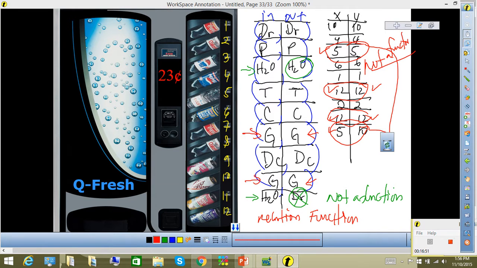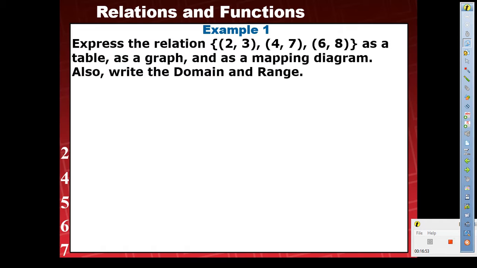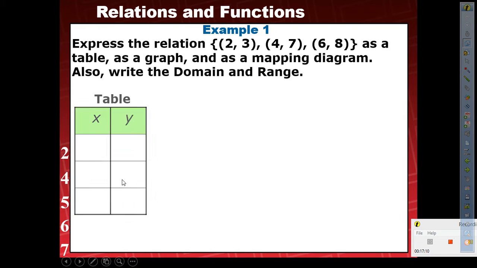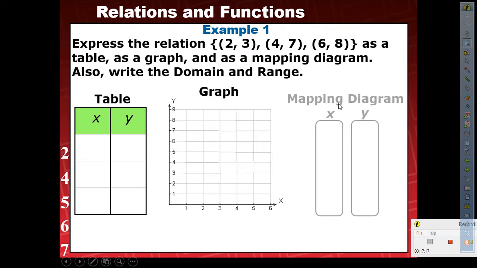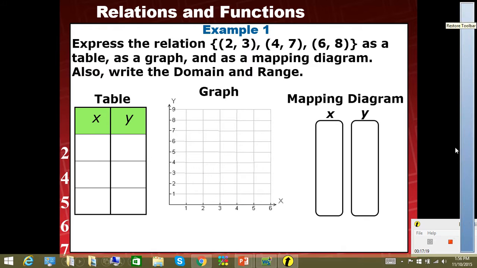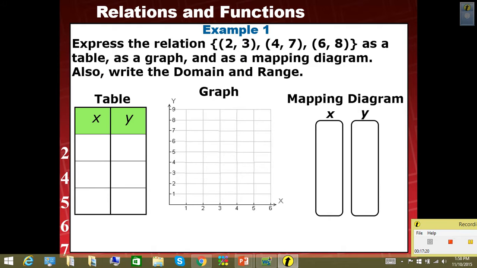Copy this next one, please. Example 1. It says, express the relation (2, 3), (4, 7), (6, 8) as a table, as a graph, and as a mapping diagram. Also, write the domain and range. Underneath that, copy this table. From there, copy this coordinate plane. It's actually the first quadrant. Then copy this mapping diagram. Copy that, please.